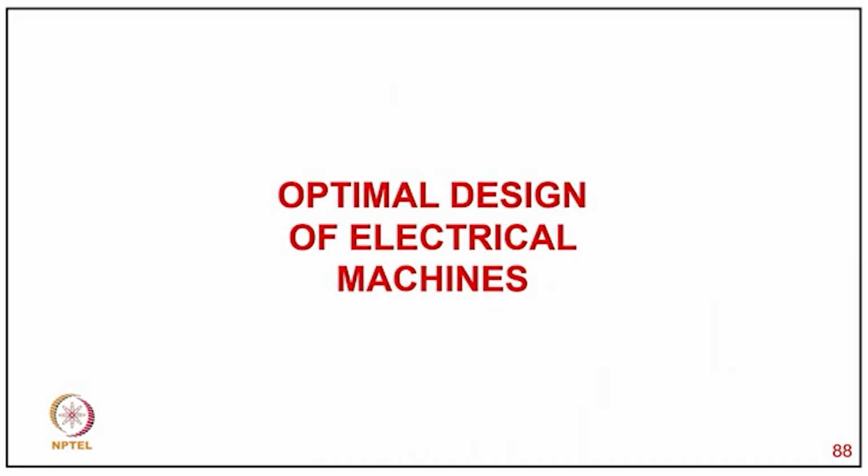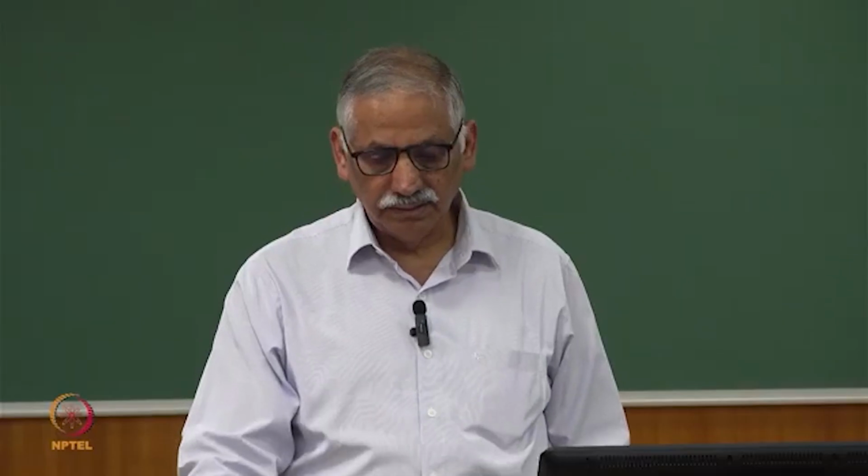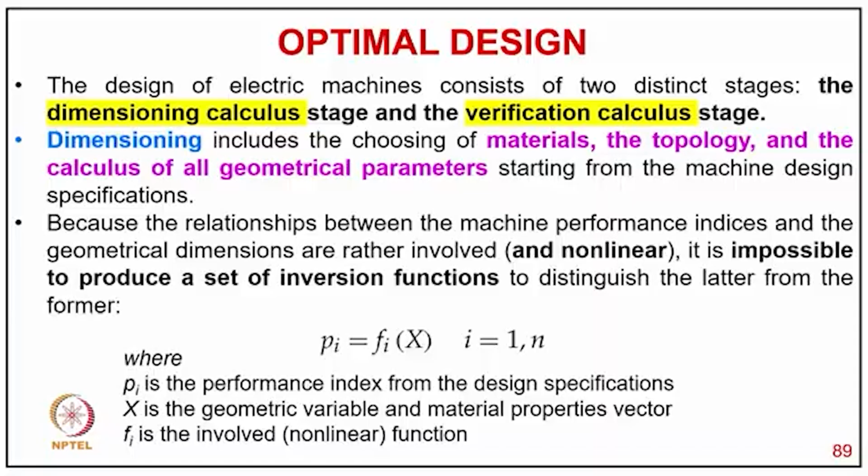Now coming to a typical example of optimal design of electrical machines. What is the optimal design? The design of an electrical machine consists of two distinct stages, the dimensioning calculation stage and the verification calculation stage. Dimensioning includes choosing the material, the topology and the calculation of all geometry parameters starting from the machine design specification. The relationships between the machine performance indices and the geometrical dimensions are rather involved and highly nonlinear, because they are tied to many variables.